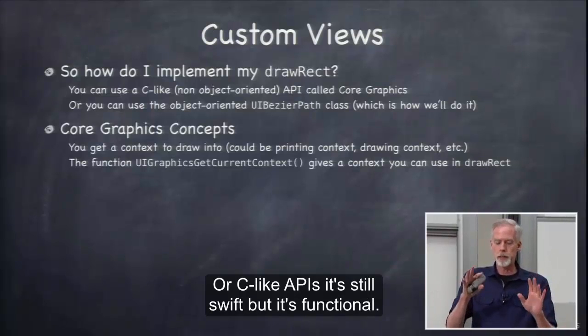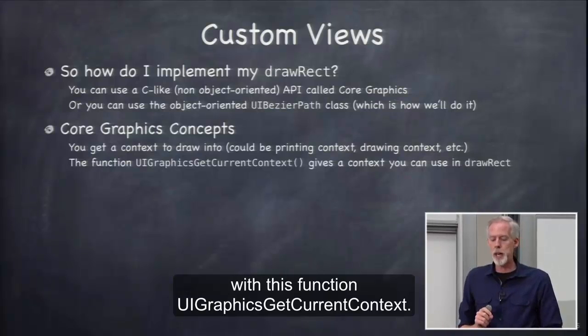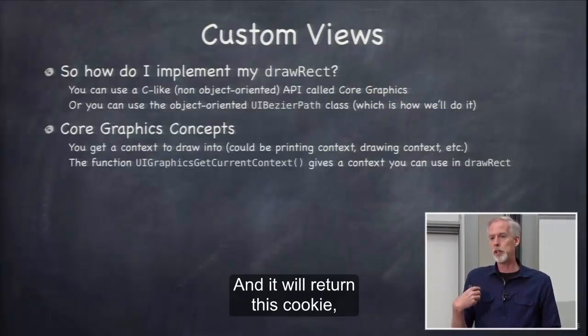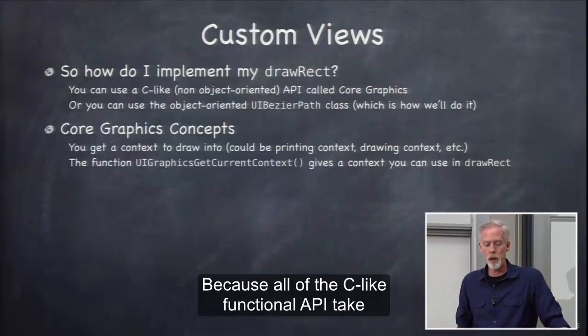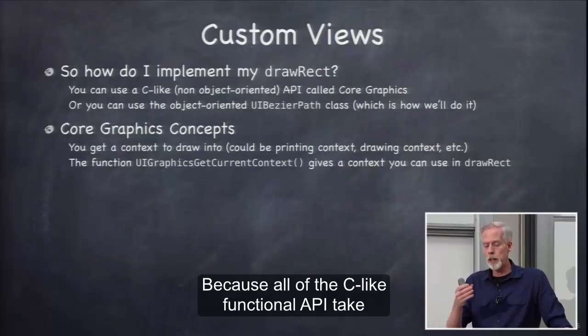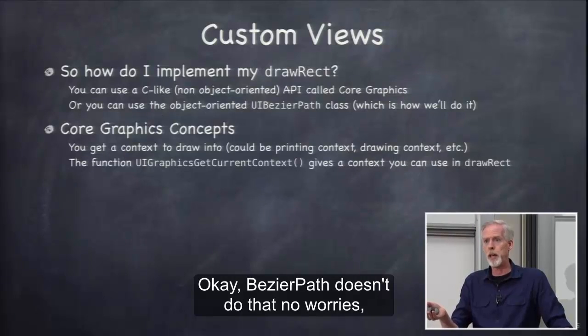It's still Swift, but it's a functional API. You can get it with the function UIGraphicsGetCurrentContext, and it'll return this cookie. It's just this magic cookie. You don't know what it is, but it is the context of drawing, because all of the C-like functional APIs take a context as an argument. Okay? The Bezier path doesn't do that, no worries.